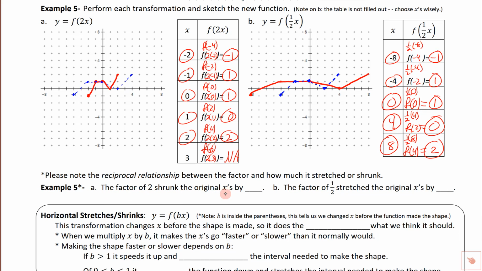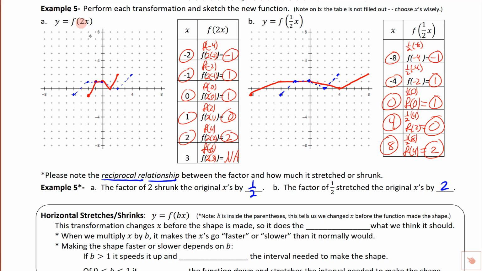So the factor of 2 shrunk those little x values right here. So like it used to be 4 and now it's 1/2. It shrunk them by 1/2. And the factor of 1/2 right here stretched the original ones by 2. So this x value used to be 2. And once it got stretched, it's now a value of 4. This one used to be 4 and now it's an 8. This one used to be a -4 and now it's a -8. So what I'd like you to notice here is that reciprocal relationship between the factor and how much it stretched or shrunk.